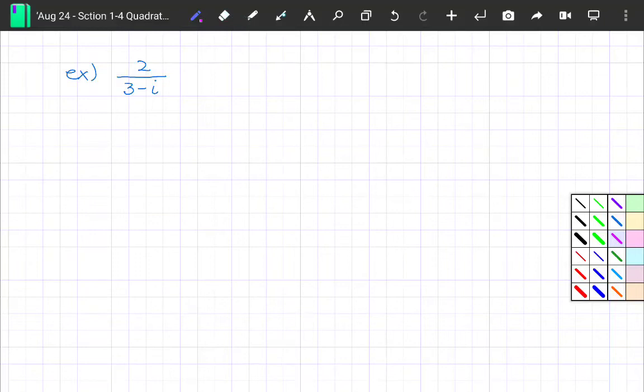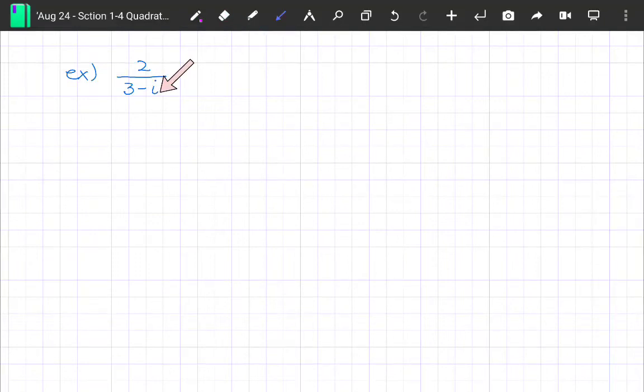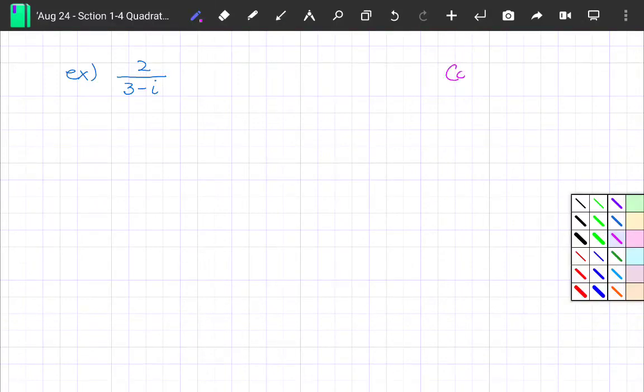We basically want to find a way to get the i out of the denominator, because if we can do that, we'll be able to write this as a complex number in standard form. So how can we get rid of that i? We can multiply by the complex conjugate.